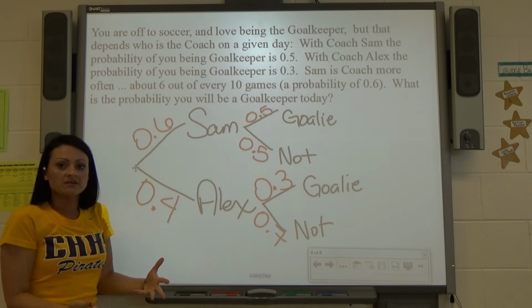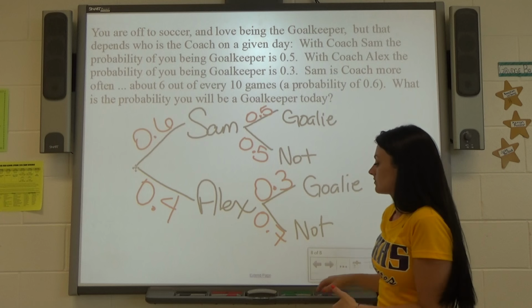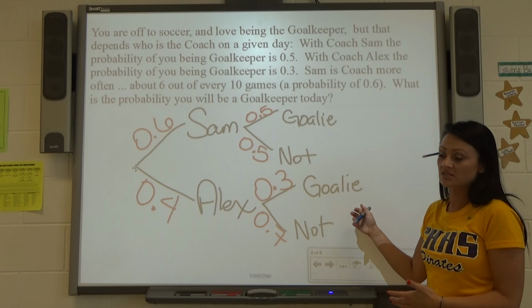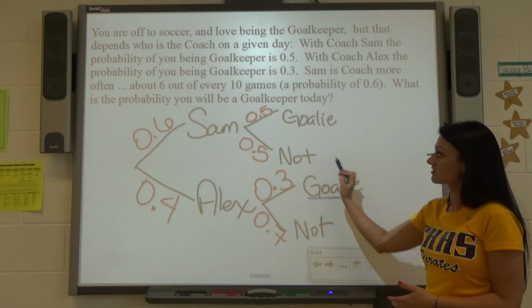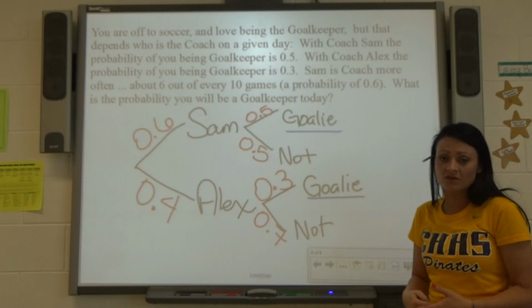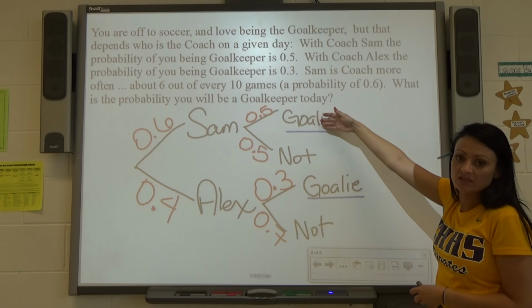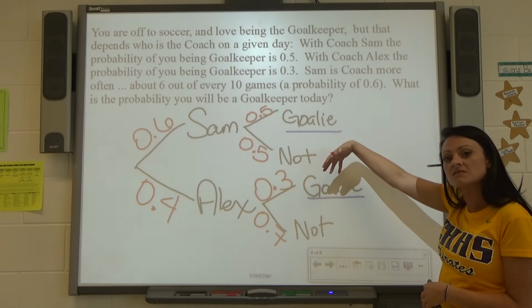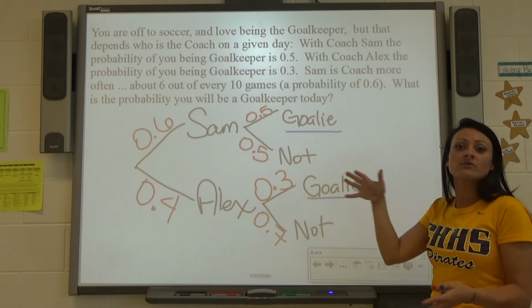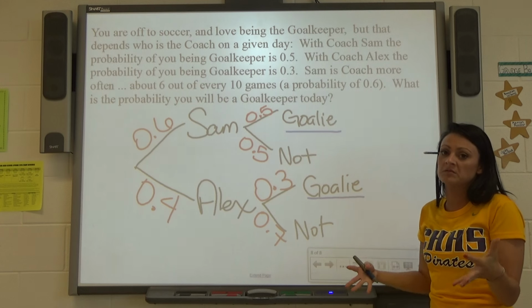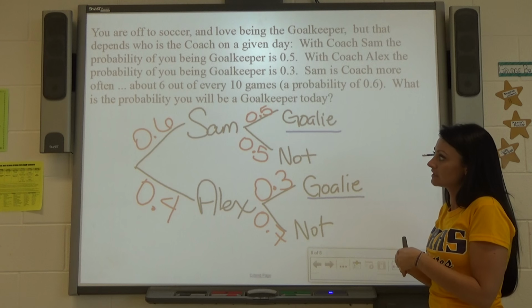All right, so how am I going to figure out the probability in this case? Well, the probability of us being goalie, me being goalie, shows up twice on my chart. Could be the goalie with Coach Sam, or I could be the goalie with Coach Alex. So I need to know these two possibilities. I need to know the probability of each of these happening, and then I'm going to combine them to figure out the total probability of us being the goalie.